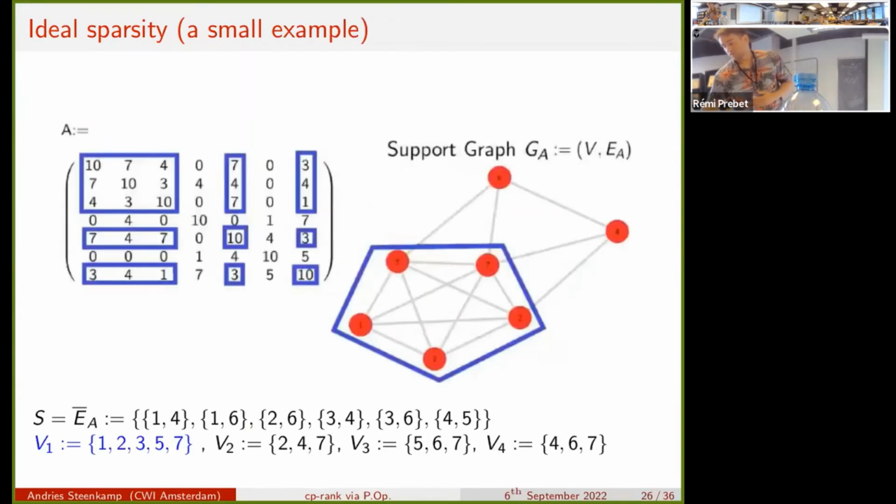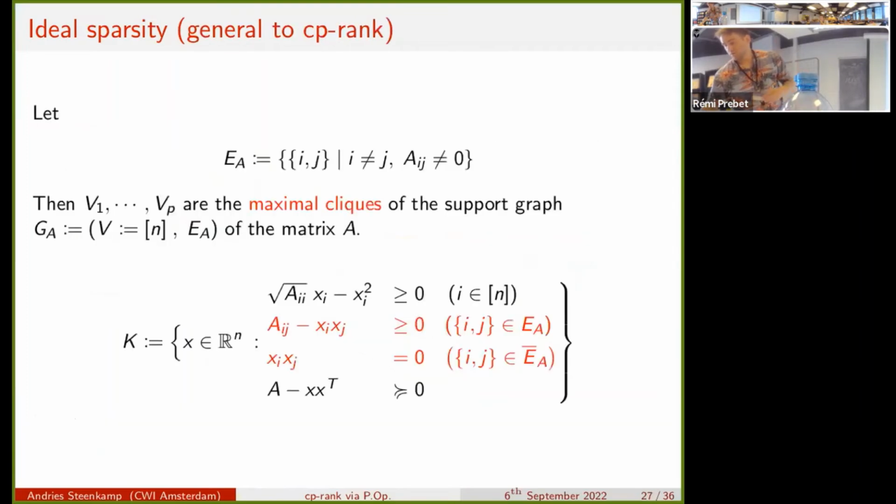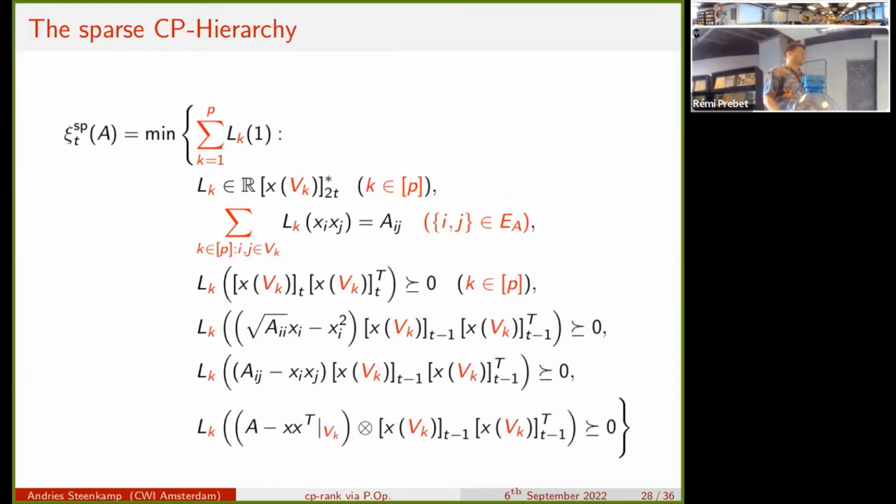All right, so that was the small example. Just recall the general formulation. We define the edges of the matrix. We define our V1 to VP, which are the maximum cliques in this case. NP-hard to compute, but n is small. There's our semi-algebraic set K. We go through the whole process of defining the GMP and the respective hierarchy. This looks even scarier than the previous one, but I'll walk you through it again. Instead of a single linear functional L, we now have multiple linear functionals, and they all have their restricted supports VK.